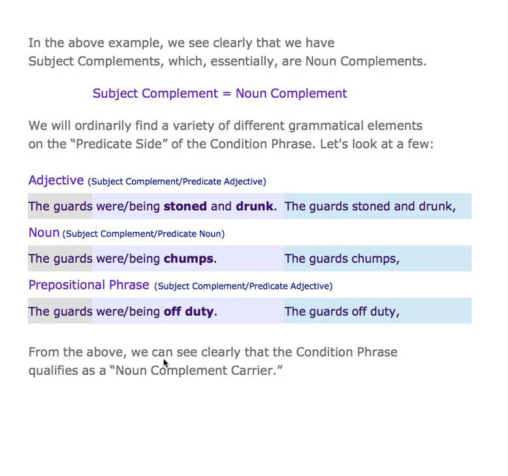So from the above, we can see clearly that the condition phrase qualifies as a noun complement carrier. And that's one of my innovations. It's a thing I created, noun complement carrier. So you see that when I did my videos in logical order, starting with the word that and ending up here, with this video, I did it in logical order, and you see that the noun complement, the aspect, the idea, the essence of the noun complement, like I said repeatedly, shows up everywhere. It's just all over the place. And it's even here in the condition phrase.